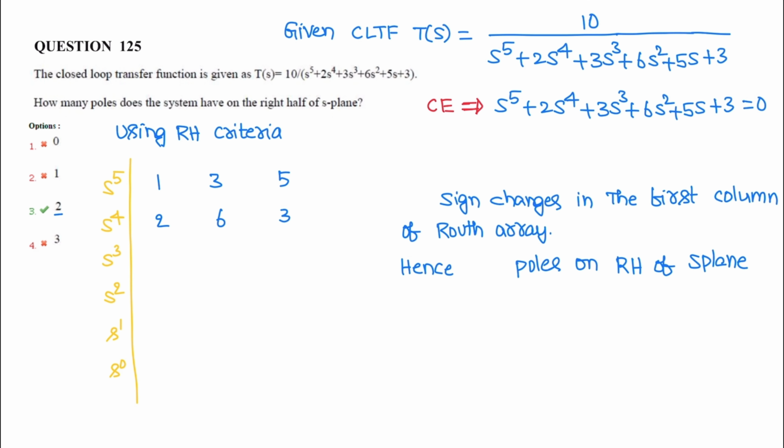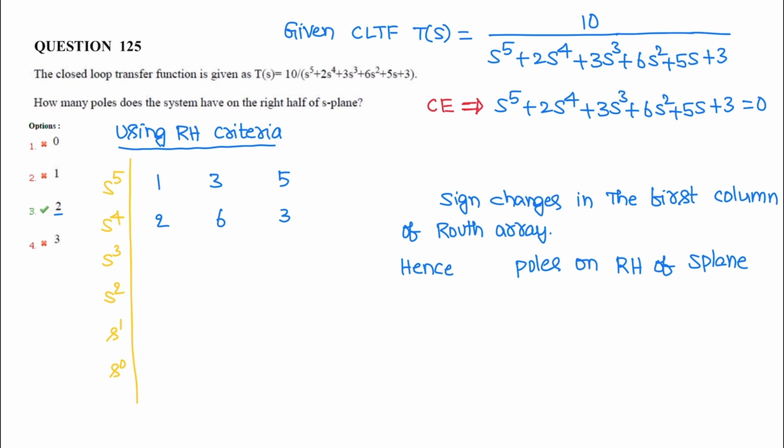Now we need to calculate how many poles of the system are on the right hand side of the S plane. To calculate the number of poles on the right hand side of the S plane, we need to use the Routh-Hurwitz criteria. So from this, write the coefficients for s power 5, s power 4, s cube, s square, s power 1, s power 0. The coefficients of the odd powers are 1, 3, 5, and the coefficients of the even powers are 2, 6, 3.